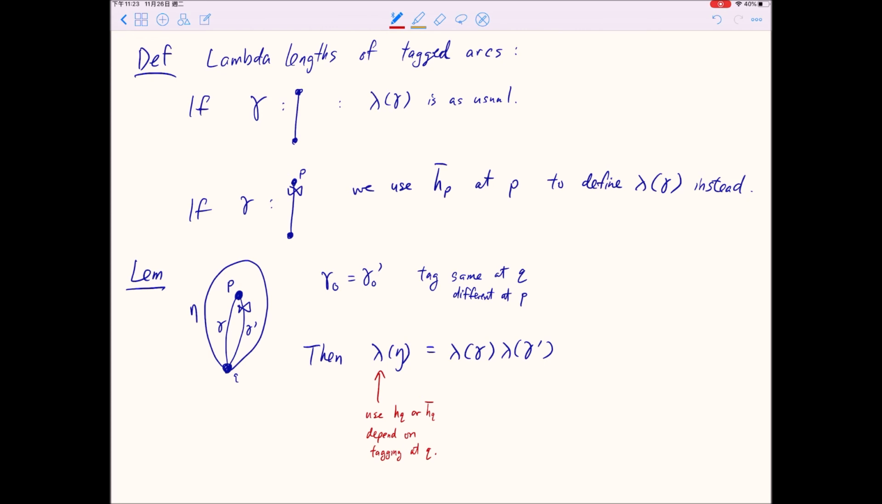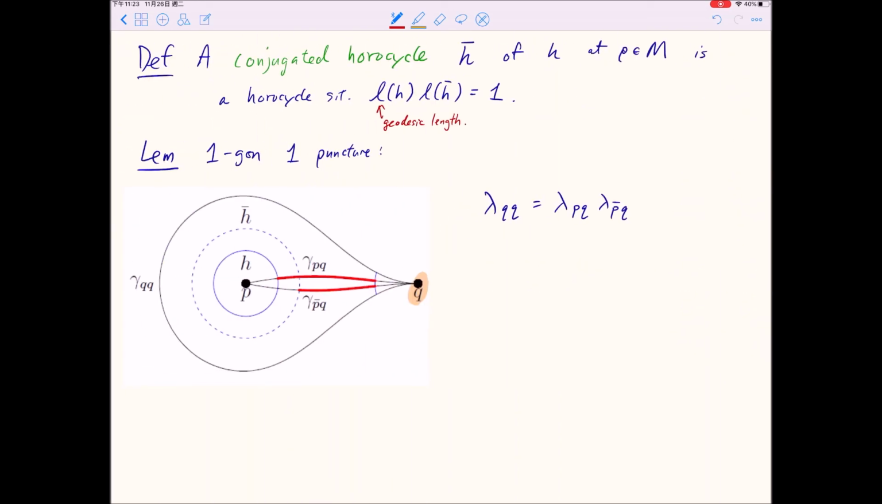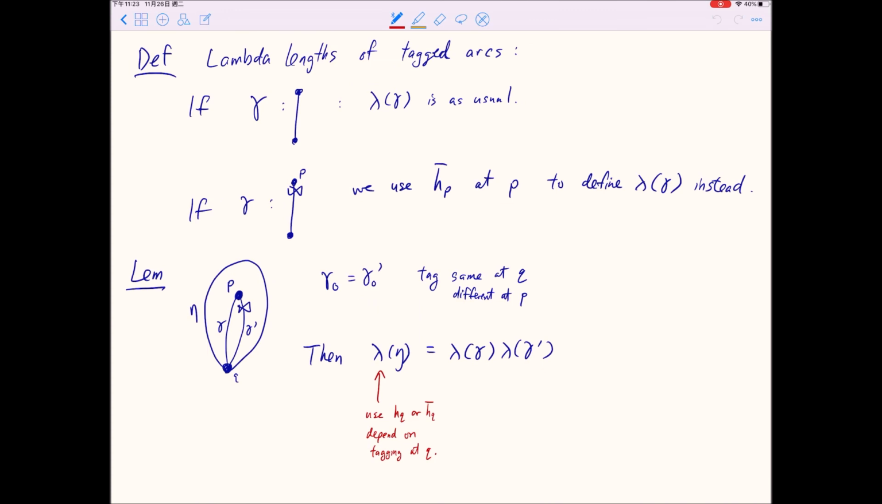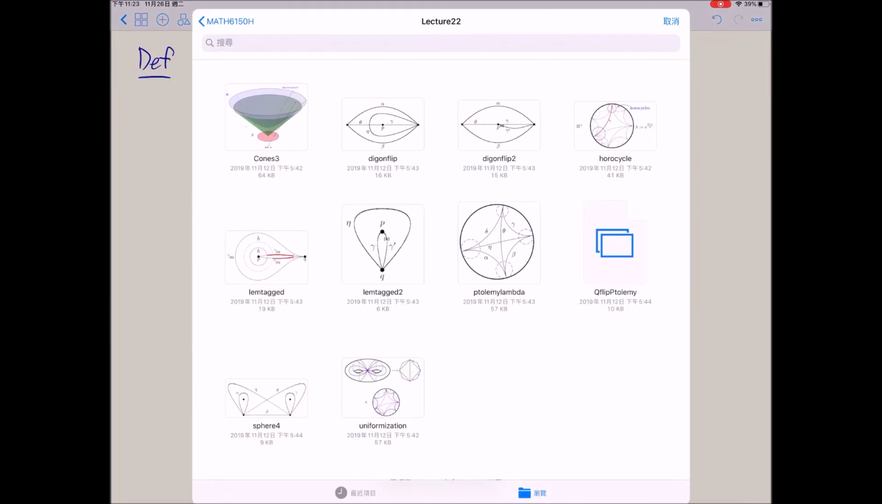Yeah, so with this tagging, which follows from this lemma, we can resolve this diagonal flip. So let's write down the conclusion. First of all, we have the ternary relation. So this is just the standard relation for the tagged arc.